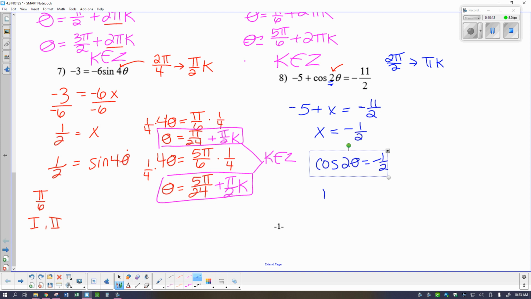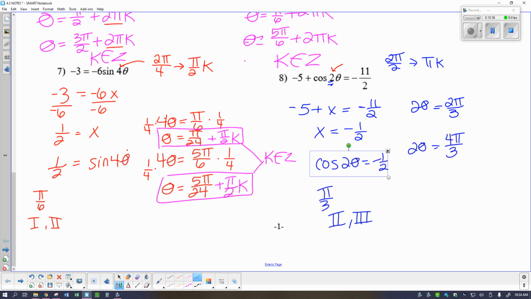When does that happen? Oh, that's pi over 3's. And what quadrant? That would be the second quadrant and the third quadrant. So if I list my second quadrant pi over 3, and I list my third quadrant pi over 3, I also need to remember that this equals 2 theta. This equals 2 theta, so I can solve for theta.